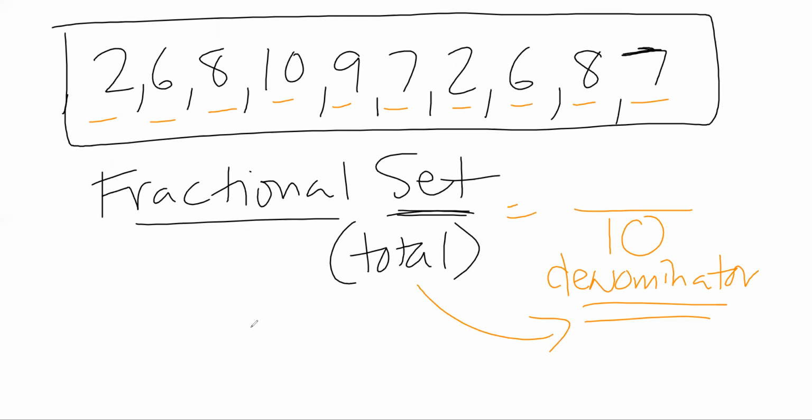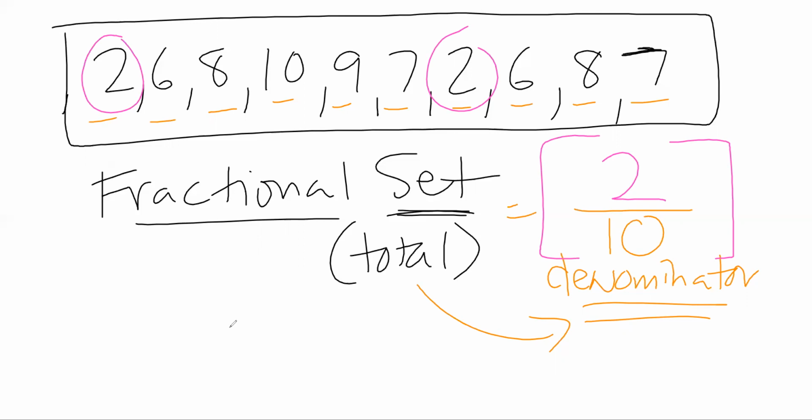All right, so then questions come along. So what's the first question we want to ask? We might want to ask how many numbers are the number 2 in this set? So we know there's 10 total numbers. Well, let's go count how many are 2s. There's 1, 2. There's 2 2s. So there's our numerator. That's 2. So that tells us the fraction of this set that are 2s is 2 out of 10. That's interesting.